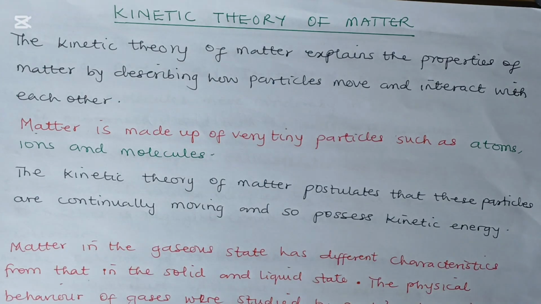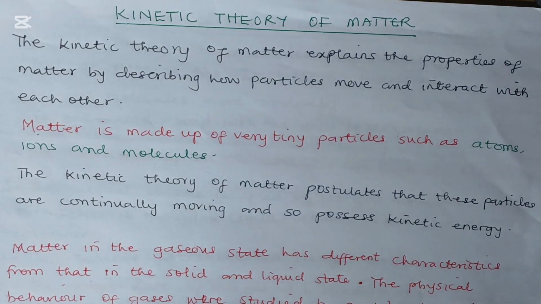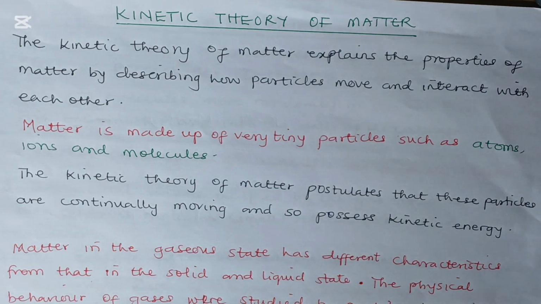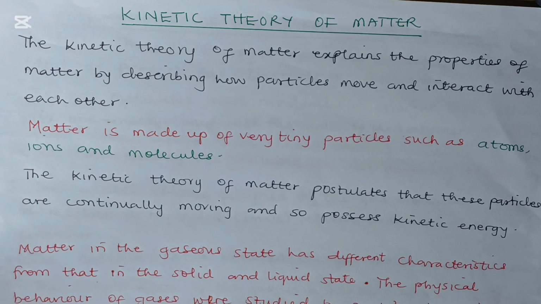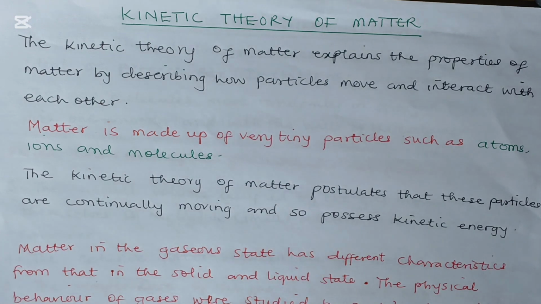The Kinetic Theory of Matter is a theory that explains the properties of matter, how matter behaves and how particles interact with each other. Under the kinetic theory of matter, which deals with solids, liquids and gases, we also have the kinetic theory of gases as well. This really specifies the behavior of gases.